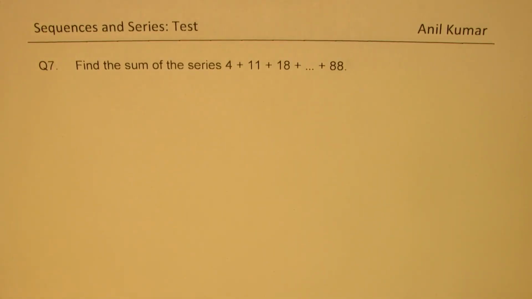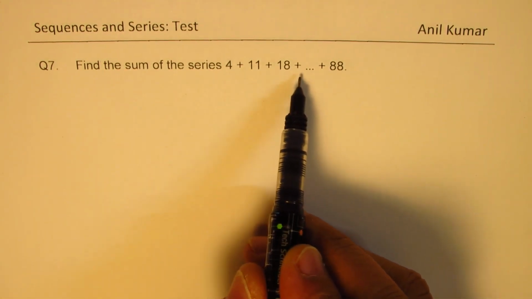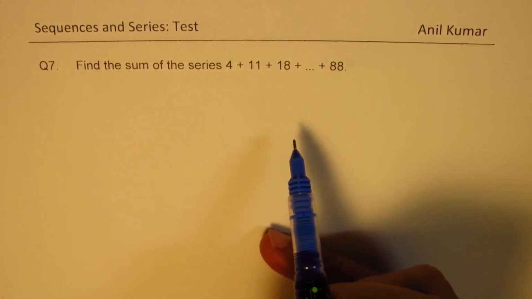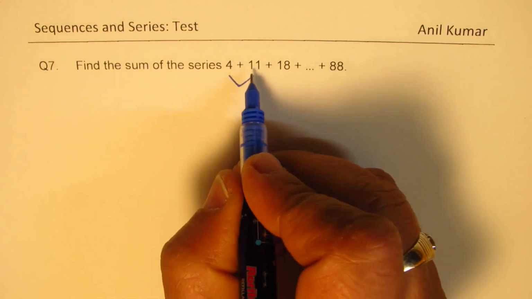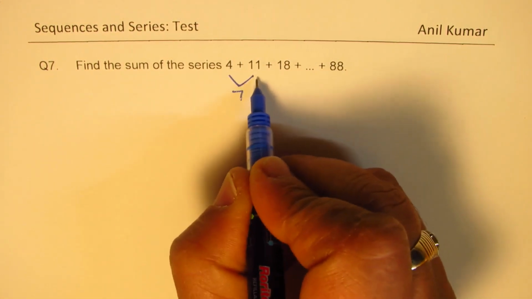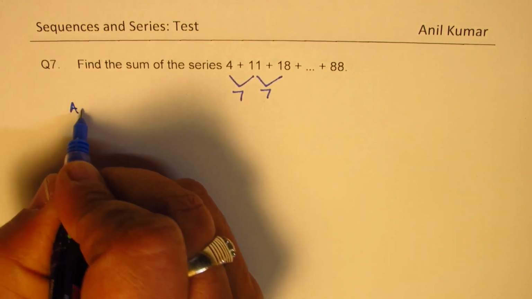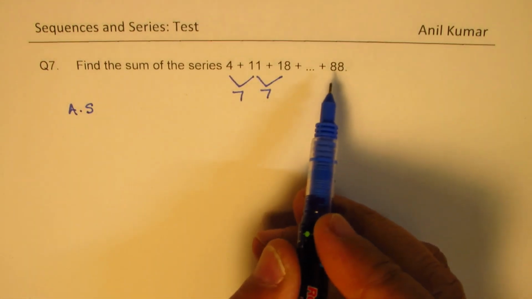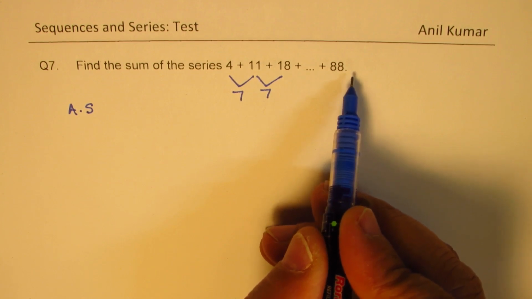Question number 7. Find the sum of the series 4 plus 11 plus 18 plus so on till 88. Now here we have to do two things. First, figure out what type of series this is, and second, the number of terms. If you see the difference, 11 minus 4 is 7, and this is also 7. So this is an arithmetic series. And the nth term is 88, so we can find n from here, correct?